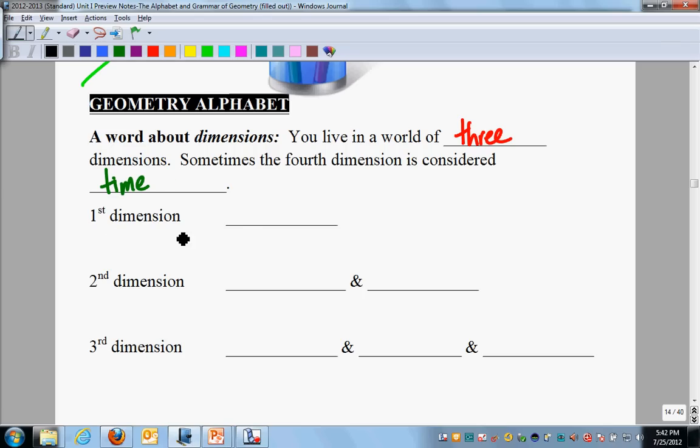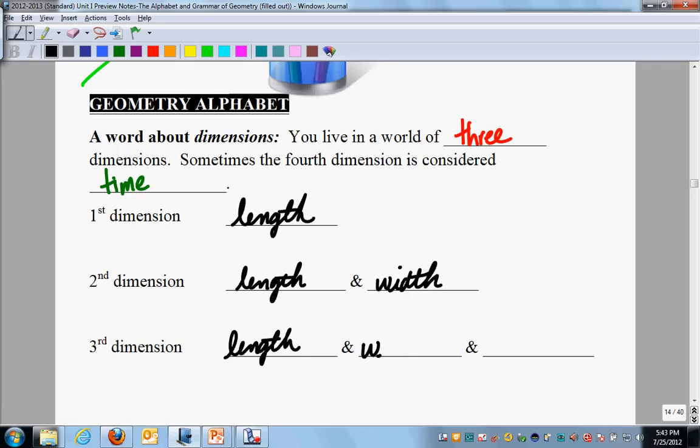Now, when we talk about dimensions, the first dimension is just length. The second dimension is something that has both length and width. And the third dimension includes length, width, and height.